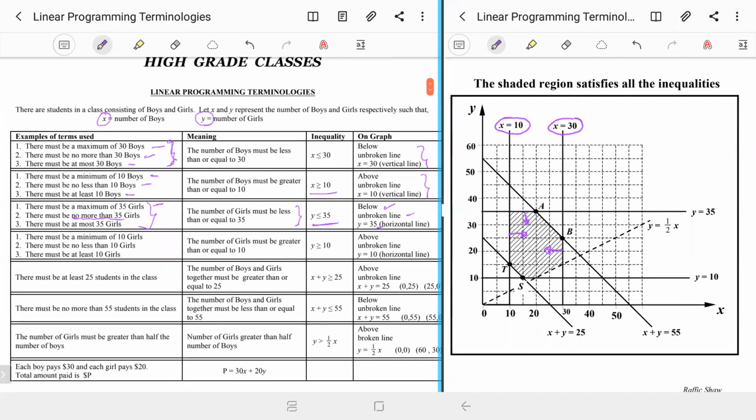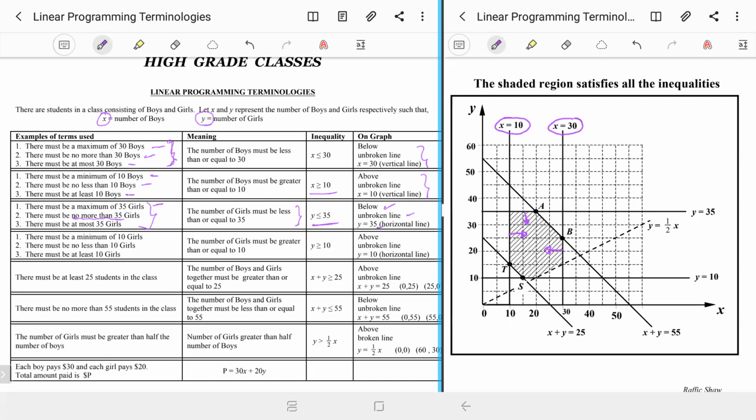The next set is that there must be a minimum of 10 girls. Minimum of 10. What does that mean? That means 10 or more. The number of girls must be 10 or more. The minimum, the lowest number of girls you must have, is 10.